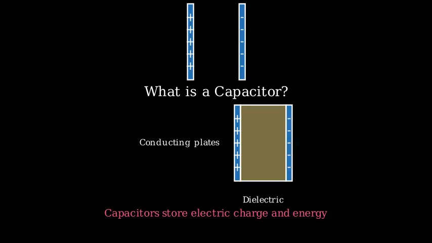The capacitance of a capacitor is defined as the ratio of the magnitude of the charge on either conductor to the potential difference between the conductors. Mathematically, we express this as C equals Q divided by V, where C is the capacitance measured in farads, Q is the charge in coulombs, and V is the voltage in volts.